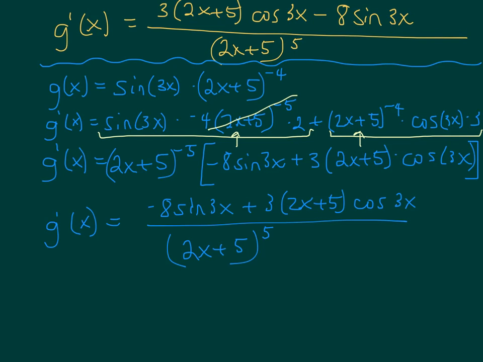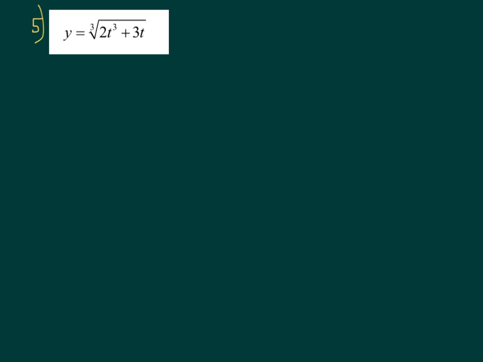And if you look at what we have up above and what we have here, you'll see that they are in fact the same thing. Obviously on the top it's reordered and the negative 8 sine 3x is written in a different order, but it's the exact same thing top and bottom. So whether you use the product rule or quotient rule, it's your preference. Okay, looking at this next one.